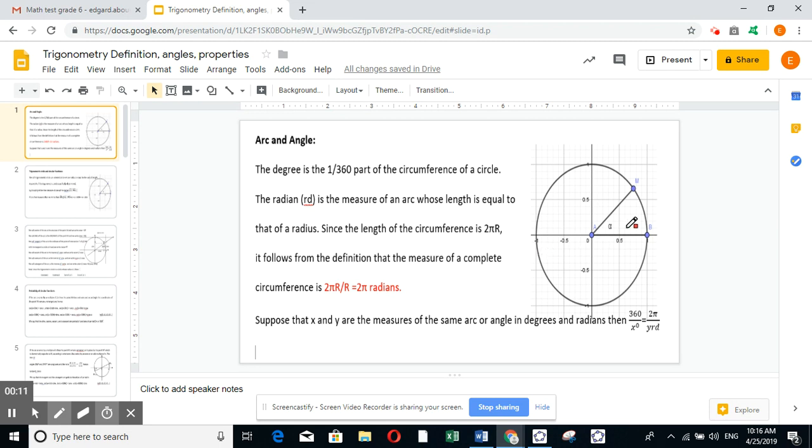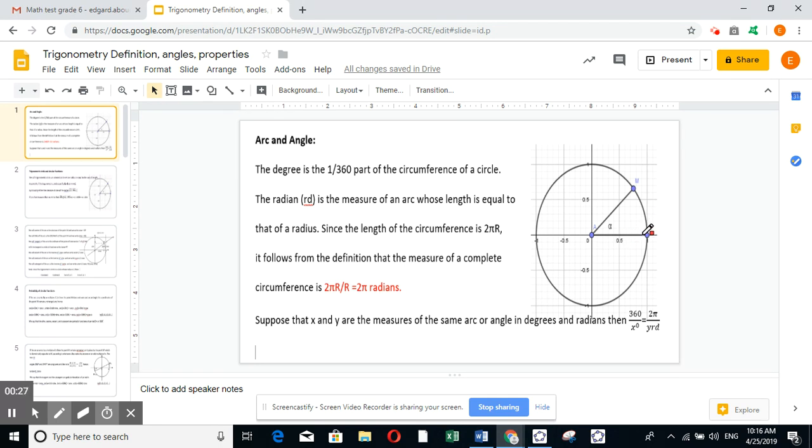What is a trigonometric circle? A trigonometric circle is a circle whose radius is the unit of length. Unit of length means it can be 1 centimeter, 1 foot, 1 yard, 1 kilometer, whatever. So the radius must be 1.